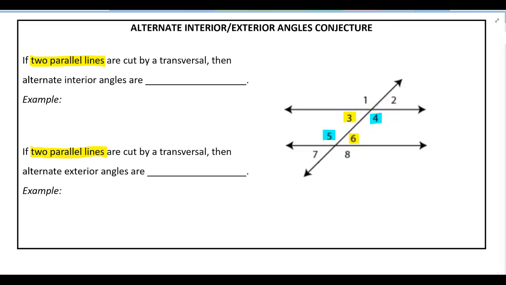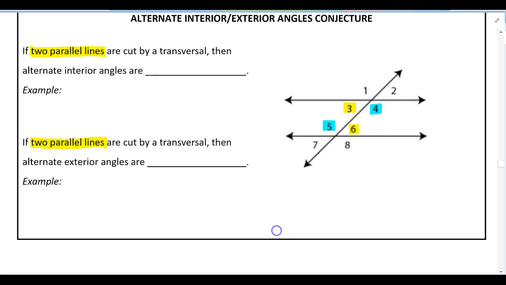And in fact, if we have two parallel lines cut by a transversal, then the alternate interior angles are congruent. So the examples I have here, angle 3 would be congruent to angle 6, and angle 4 would be congruent to angle 5. And the same thing would be true about the alternate exterior angles.